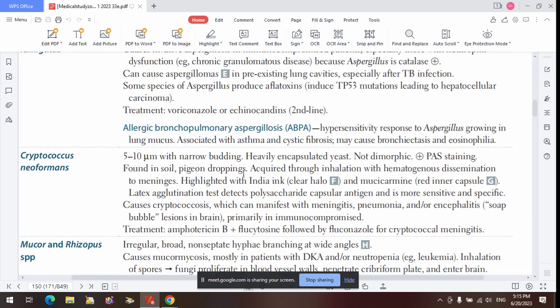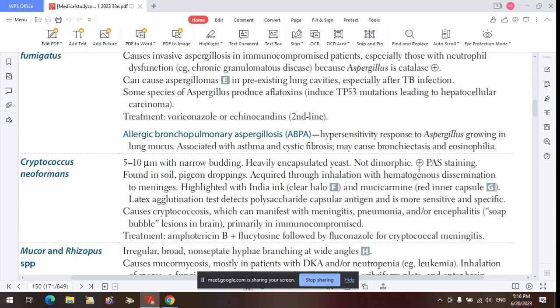So you see your narrow base budding, heavy encapsulation, and it is not dimorphic. The only organisms that are dimorphic are those four guys that we have talked about, the systemic mycoses. Candida is dimorphic. Then you had Sporothrix schenckii. Those are the six organisms that are dimorphic. The other ones are not dimorphic. So if you do your periodic acid-Schiff test, you can see it too.